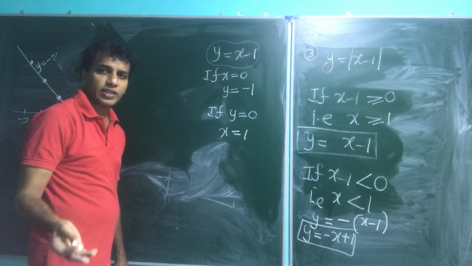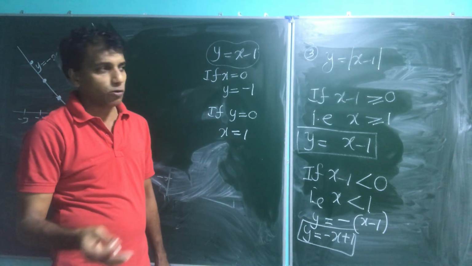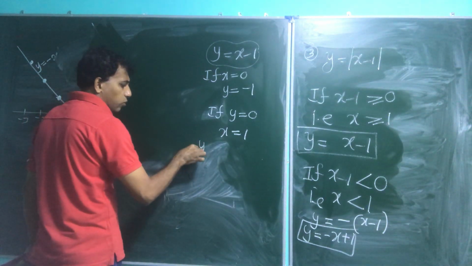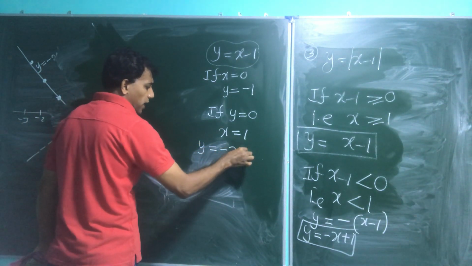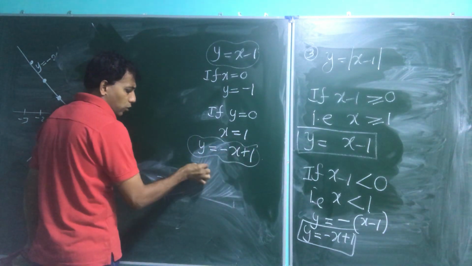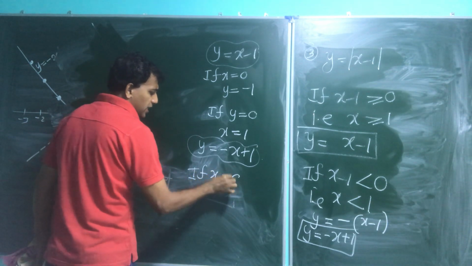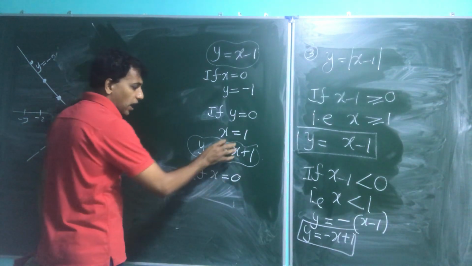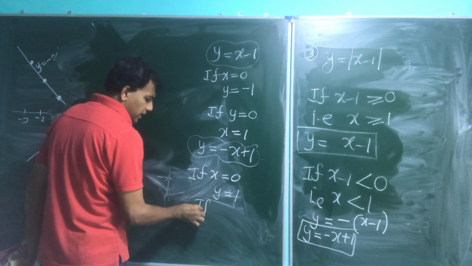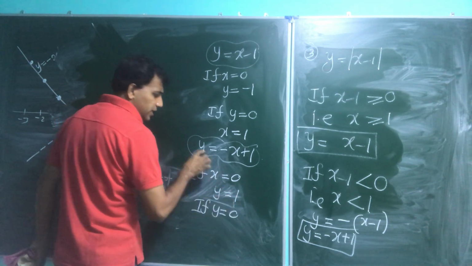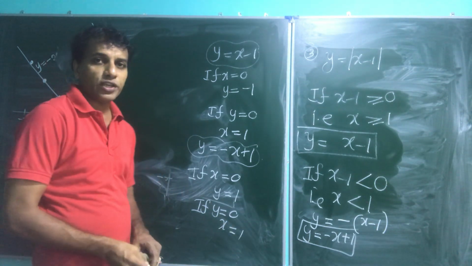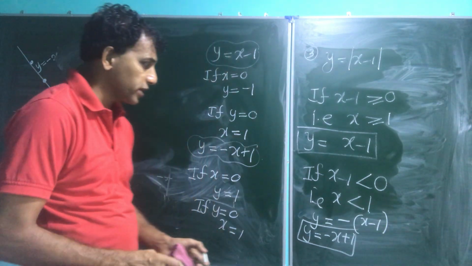Put x as 0, find the y value. If you put y as 0, find the x value. See the second graph, y equals minus x plus 1. Follow the same method. If x is 0, what is the y answer? 1. Y is 1, right? If y is 0, x equals 1. Okay. Now we can draw these two sketches in one coordinate plane.